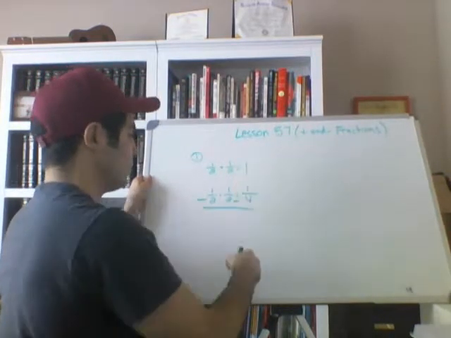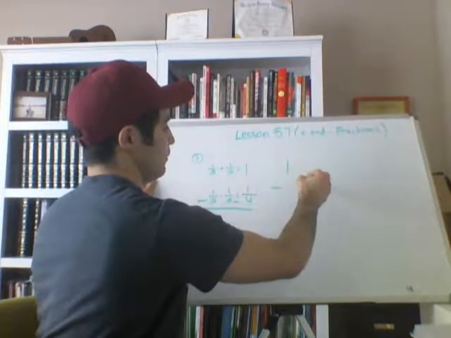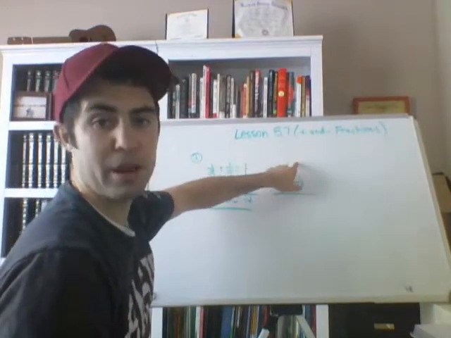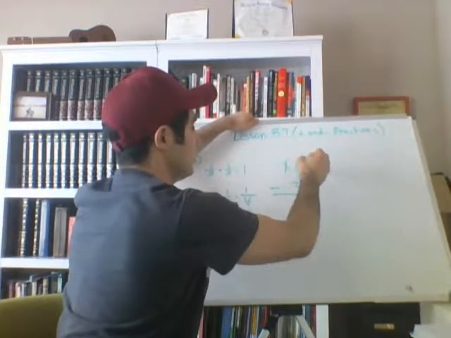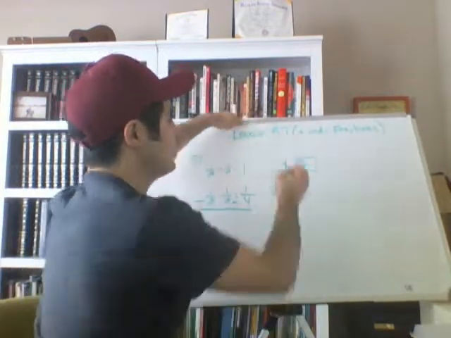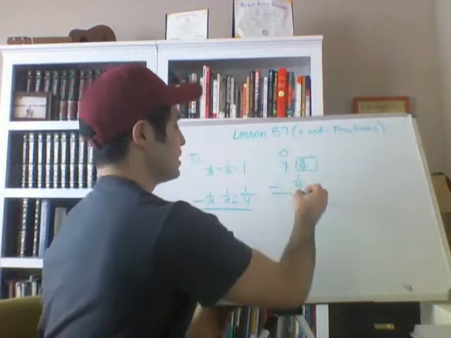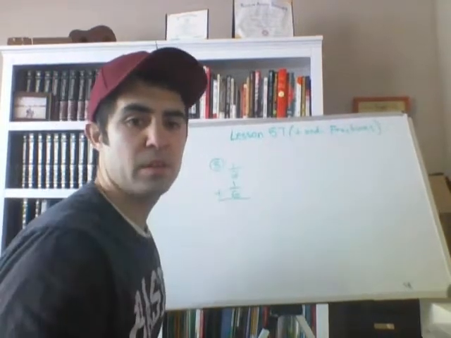Now, let's go ahead and rewrite this problem. 1 minus 1/4. Now, you can't take 1/4 away from nothing, and so we're going to borrow from the ones place, and that's going to become 4/4. Okay, the 1 is going to become 0. 4/4 minus 1/4 is 3/4. So your answer to number 1 is 3/4.